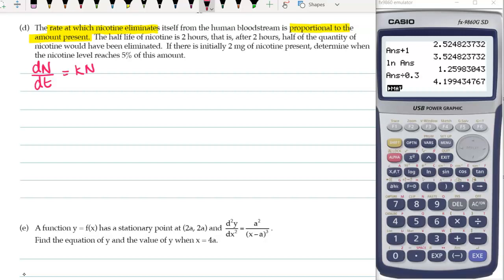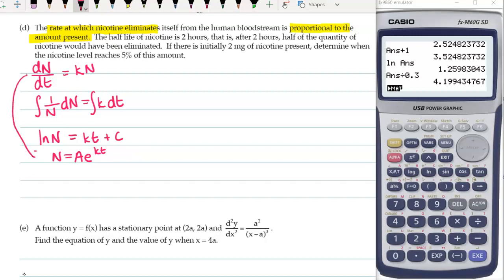Now, separating variables with this one, we bring the n over to the left, so it's 1 over n. Leave the k where it is. We've got dt, integrate both sides. So this is natural log of n is equal to kt plus c, or n is equal to e to the kt plus c, which is the same as e to the kt times by e to the c, which is itself a constant, so we rewrite that as a constant at the front. You can memorize how to get from this to this without doing those steps in between, and I recommend that you do to save a bit of time in the exam.